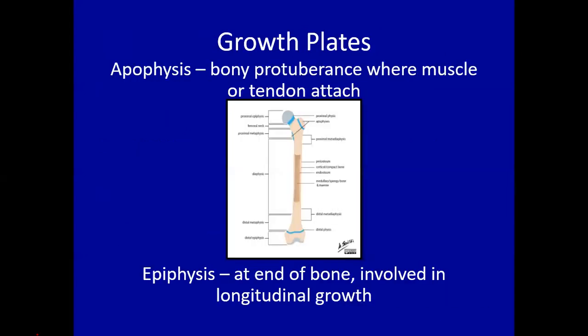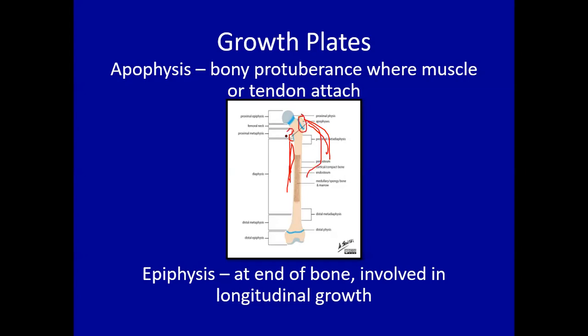Growth plates. So an apophysis is a bony protuberance where muscles or tendons attach, right? So it's this bony portion where the tendon and muscles are constantly pulling, making this recalcify and be bigger. So this would be the lesser trochanter, right? So there are muscles that pull on it, and then the greater, right?